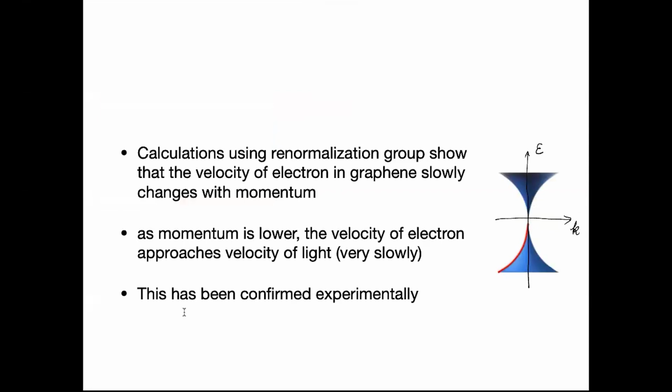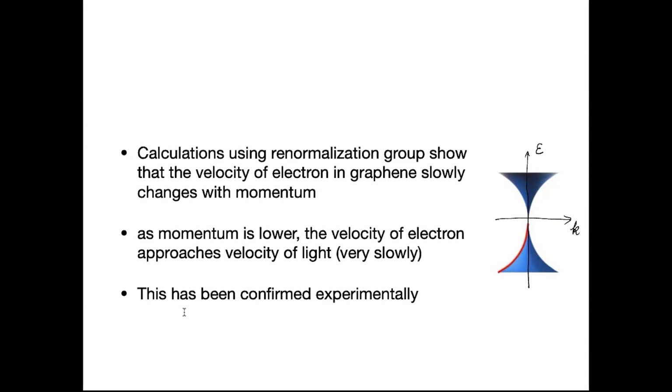But now return to graphene. So now that calculation using renormalization group in graphene shows that the velocity of the electron in graphene slowly changes with its momentum. When we lower the momentum of the electron, its velocity becomes larger. So if we draw the dispersion curve for the electron energy as a function of k, using just band theory, we see this line has to be linear as a function of k.